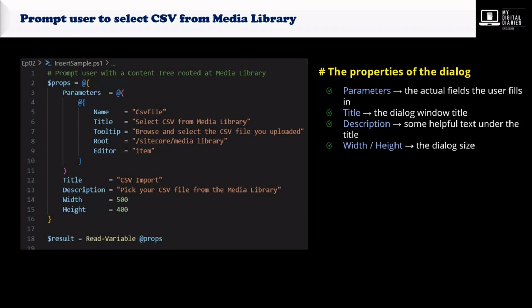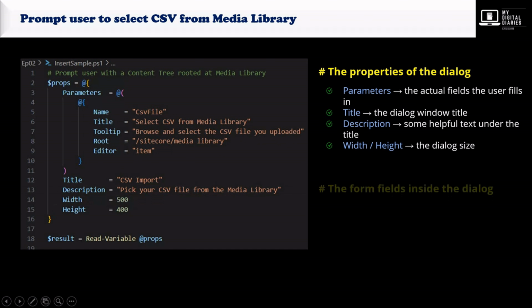And then you have a height and width, which decides your dialog size. So this is what we defined here. If we see in this script, the props where we have the parameters, in the parameters we define a few things that we will see later. Now in title we said CSV import, so in the dialog box it must have come CSV import. Description: pick your CSV file from the media library, width 500, height 400.